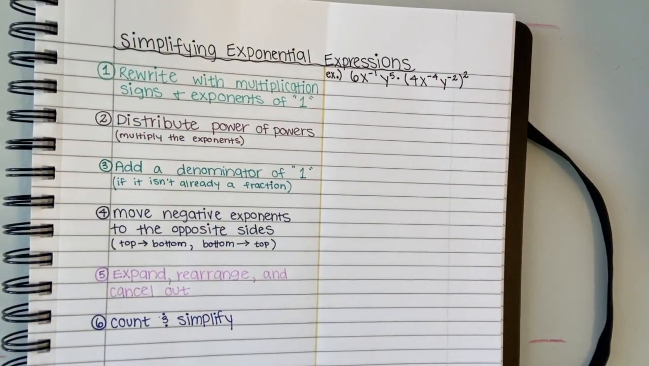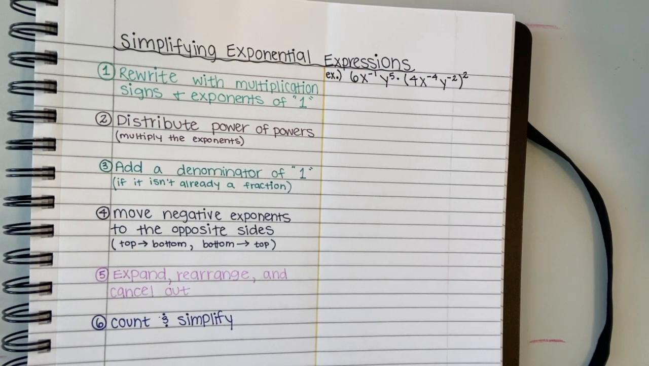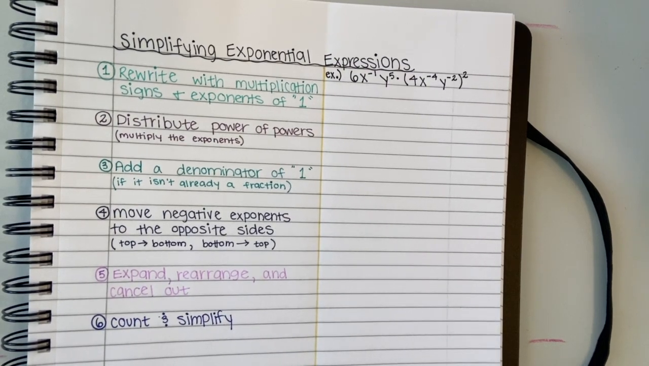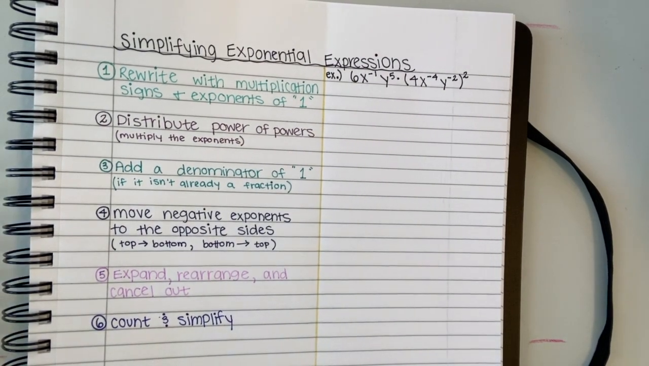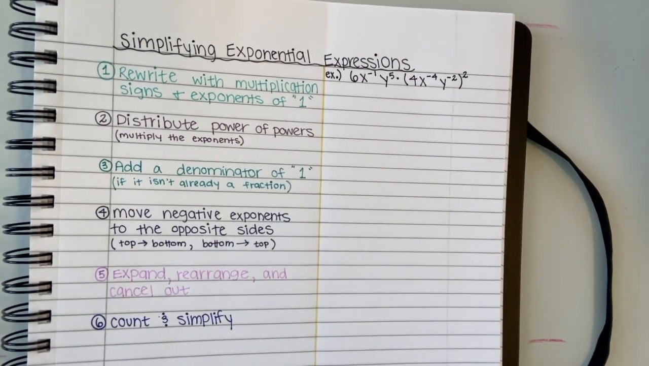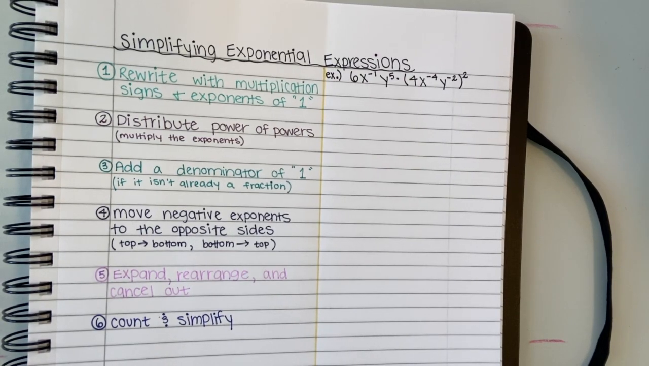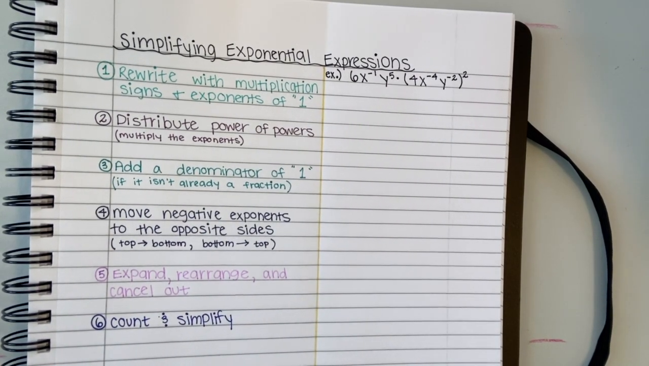So the rules that I came up with for simplifying exponential expressions includes all of those specific rules that we just looked at. It just includes them in a way of application rather than just rules that you try and memorize. So let's look at an example to try and start understanding this.